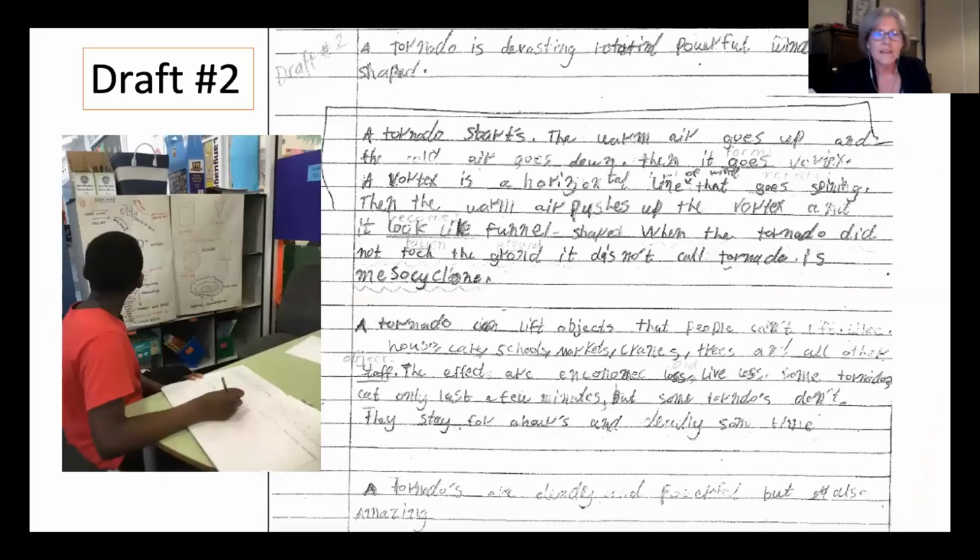And then they wrote their second draft. And you can see actually this child who, even though we hadn't had a proper look at the genre, has already started to have a look at that model text and make his writing look a lot more like the model text.